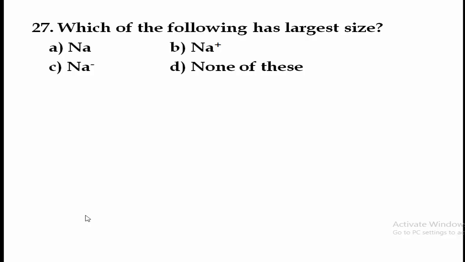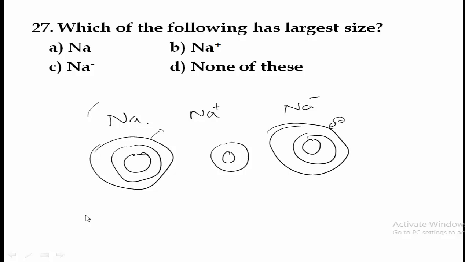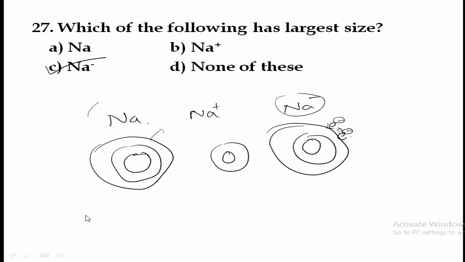27th, which of the following has the largest size? Among Na, Na plus and Na minus, which one has the largest size? Simply see here, Na has three shells, Na plus has only two shells because an electron is removed, and Na minus has three shells. One electron is already there; if we add another electron, the repulsive force between these two electrons slightly increases its size, and therefore Na minus, option C, is the right one. Na minus has the largest size.